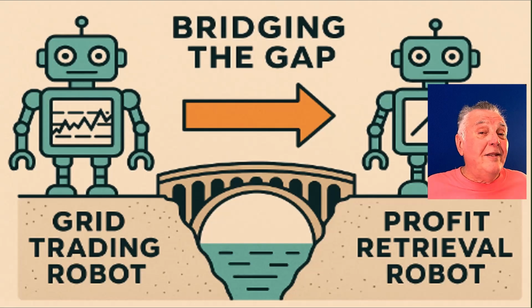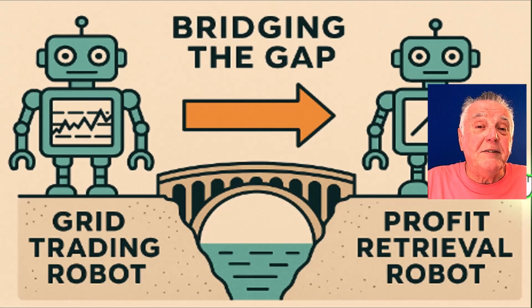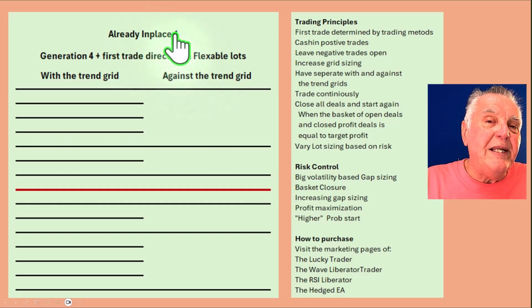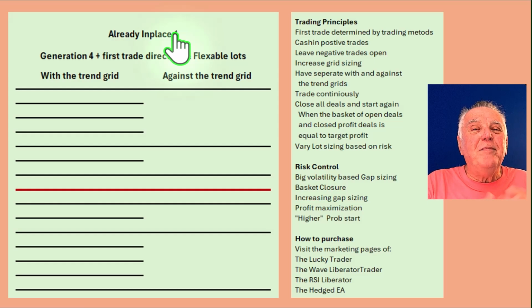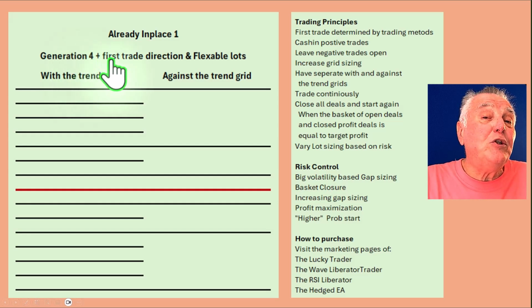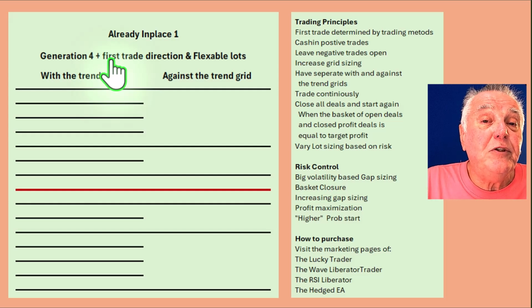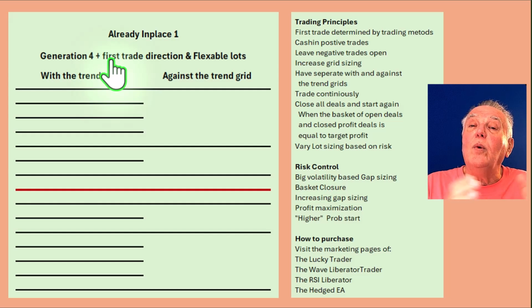So now this is where we're going to bridge the gap between grid trading and profit retrieval robots. So let's have a look, and owners of our robots are going to be completely surprised by this. So the heading here is already in place, so it's actually another technique that you can use in grid trading. And what we say is we take generation 4, but we add the trade direction. So instead of going buy and sell in the beginning, we say no, we want to buy, or no, we want to sell, and we use different techniques to determine that. You can use indicators, you can use all kinds of other techniques. So it just adds that little bit more of a feel of control to the trading.